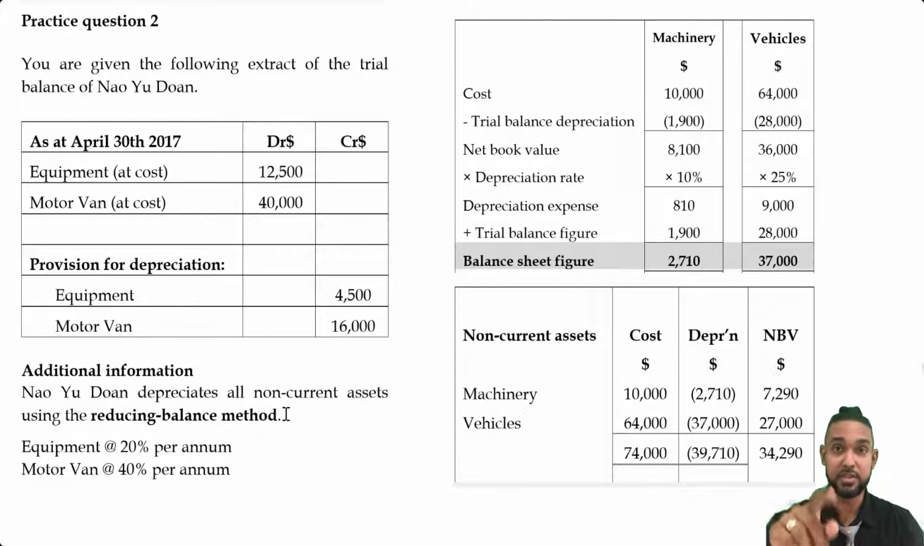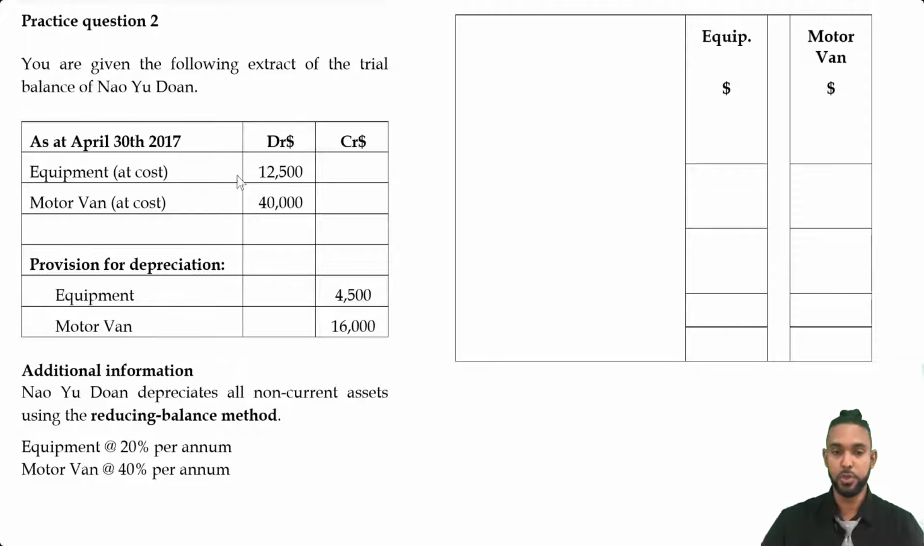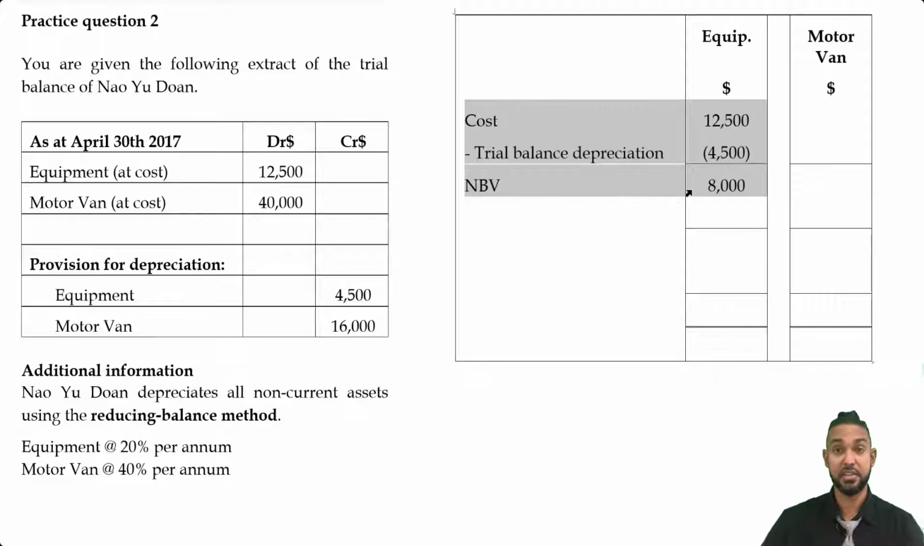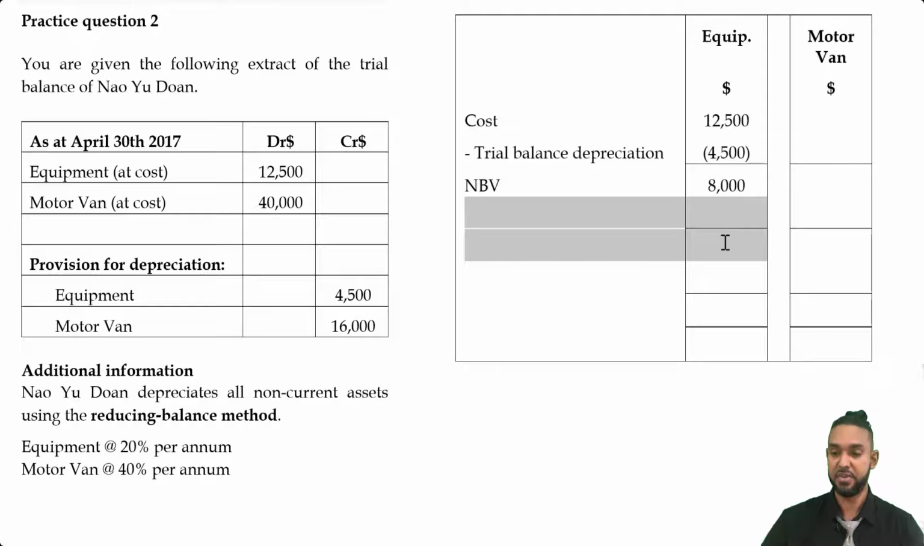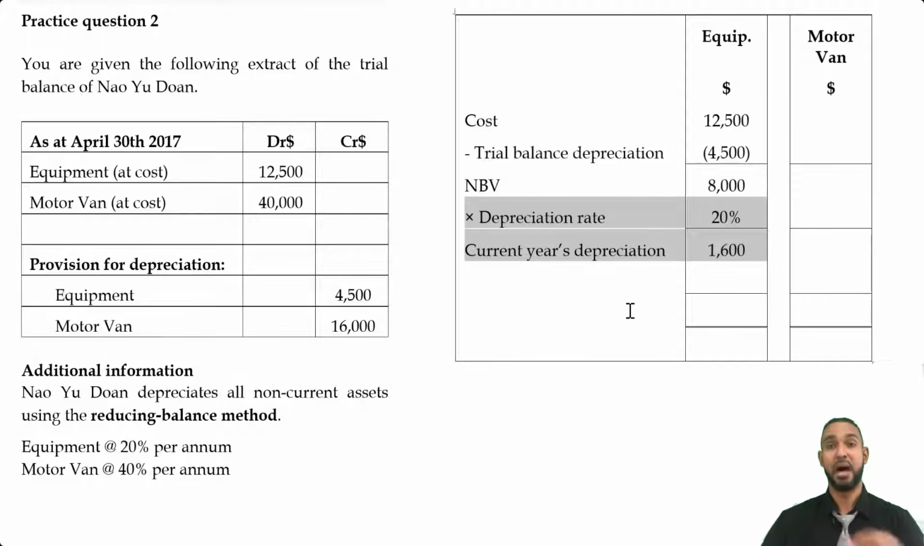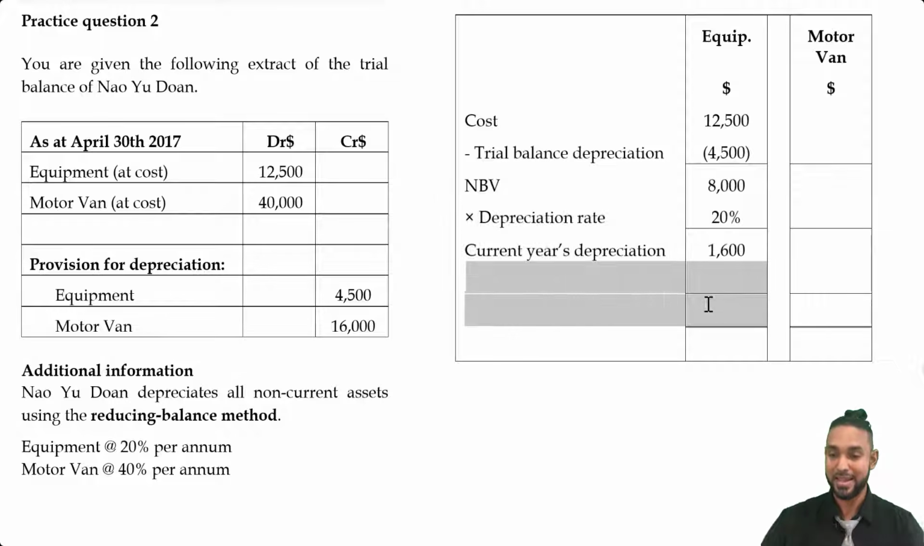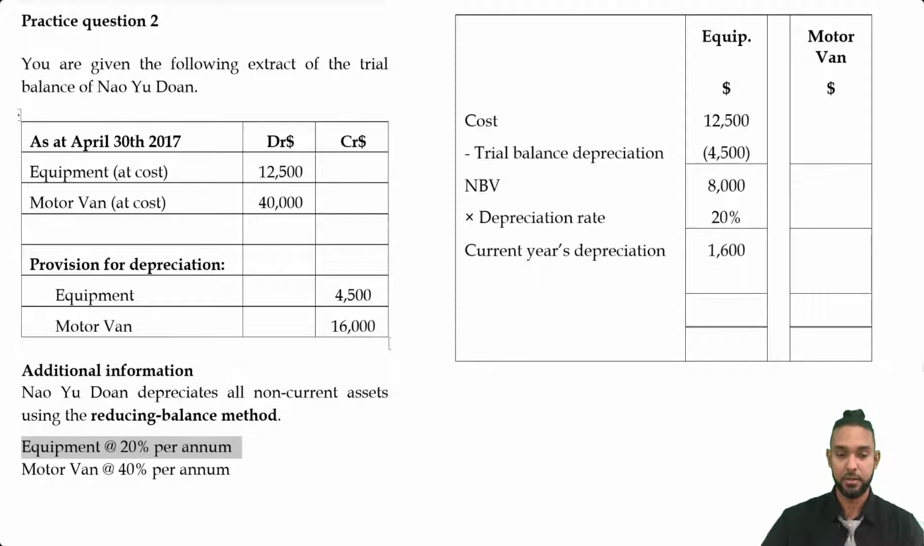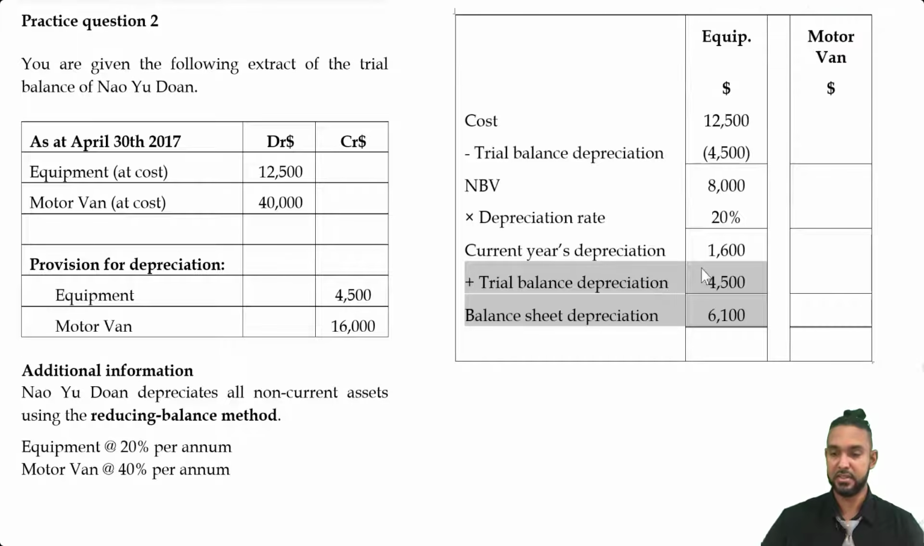So let's take a look at the workings and see what happens. Okay, so let's start with the equipment. So we know we are going to need the net book value of the equipment, which requires the cost of the equipment and the existing provision for depreciation. So that was 12,005 minus 4,005 is 8,000. Next, we're going to multiply that figure by the depreciation rate of 20%, which is going to give us 1,600. And finally, to find the balance sheet figure, we're going to need to add that figure to the existing provision for depreciation, 4,500 from the trial balance. And 1,600 plus 4,500 is 6,100.